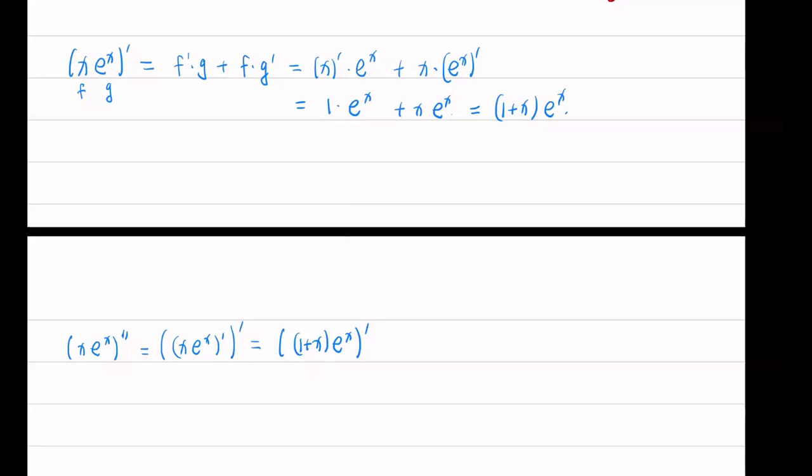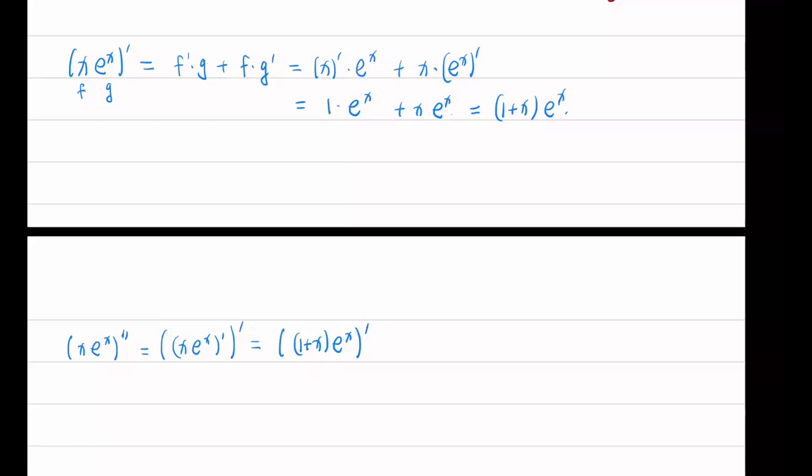So the derivative of the sum will be the sum of the derivatives. What's the derivative of 1? 0, because it's a constant. The derivative of x is 1. So this will be just 1.